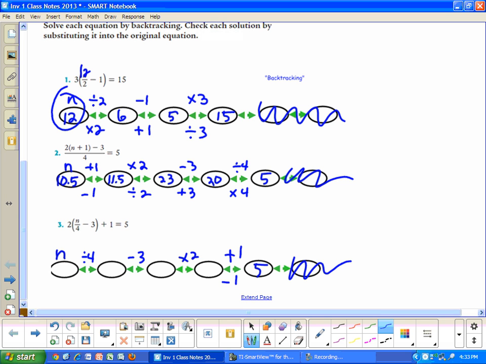So the inverse operations of all of these, I'm going to write them down. And I'll go back to 5 and do the inverse. Subtract 1, divide by 2, and so on. See if you can get the right answer. All right? So that's backtracking.